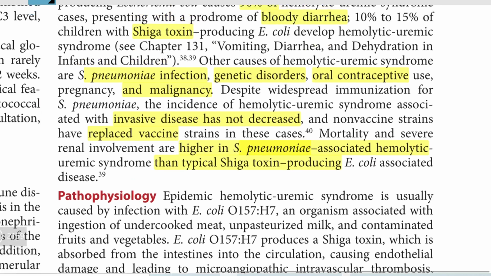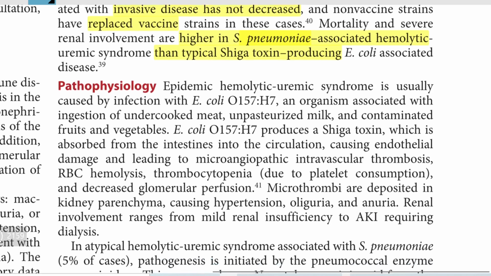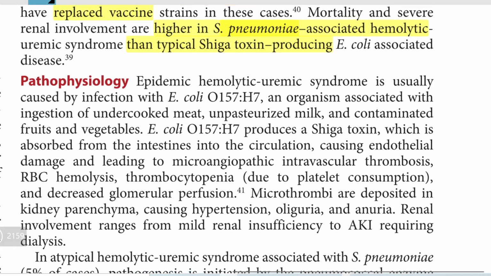coli associated disease. So the pathophysiology: the epidemic hemolytic uremic syndrome is usually caused by infection with E. coli O157:H7, an organism associated with ingestion of undercooked meat, unpasteurized milk, and contaminated fruits and vegetables. E. coli O157:H7 produces a Shiga toxin which is absorbed from the intestine into the circulation.